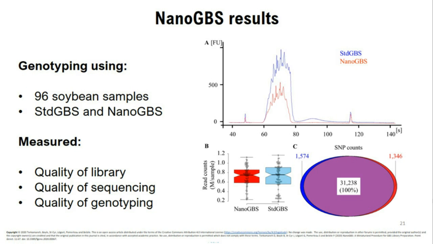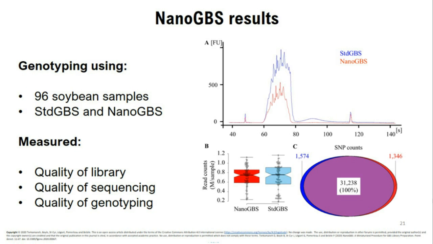And then we measured the number of reads per sample in the different protocols. As you can see, the number of reads that we generated for each sample using NanoGBS or StdGBS remains very similar. And even the uniformity was higher in the NanoGBS protocol, and we think that's because of the precise transfer of the liquid during library preparation.